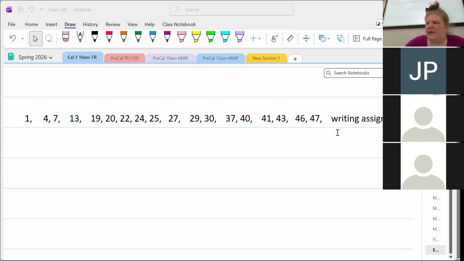I do give you a picture of the graph as well. So if you were doing the writing assignment, using the graph to draw the rectangles and reason through where the heights were, you'll have a picture to work off of for that one.